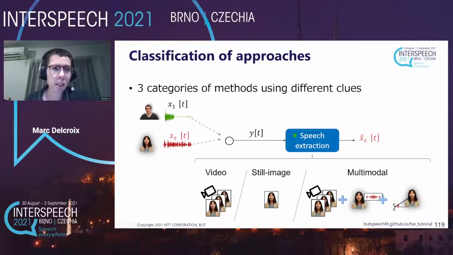So in this section, there are three categories of approaches that use different clues. Approaches that use video clues, related approaches that use still images, so only a picture of the target speaker, and approaches that use multimodal clues, which means several clues, for example, video, enrollment, etc. And here, because of time constraints, I will skip the approach that uses a still image, but we included some references to this approach. So if you're interested, you can find pointers to those.